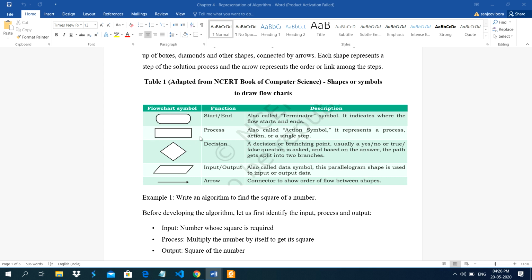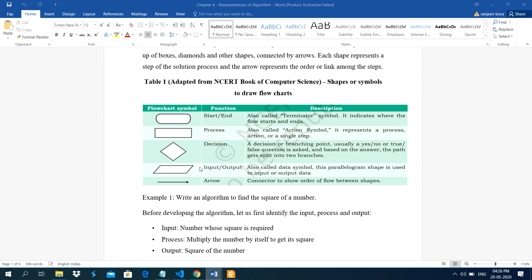And this is a rectangle. It is used to represent a process, also called the action symbol. It represents a process, action, or single step. This is called the decision step. It is called a diamond, and this is a decision or branching unit, and its purpose is to write a condition, and the result of this step is either yes or no, or you can say true or false.